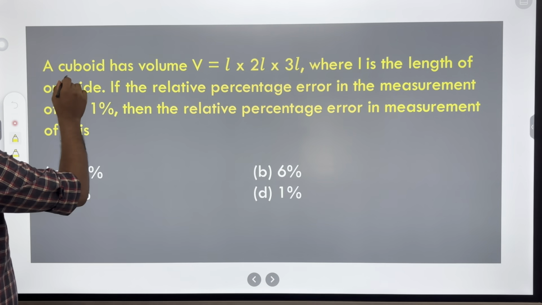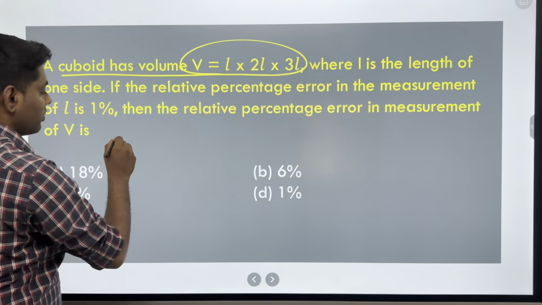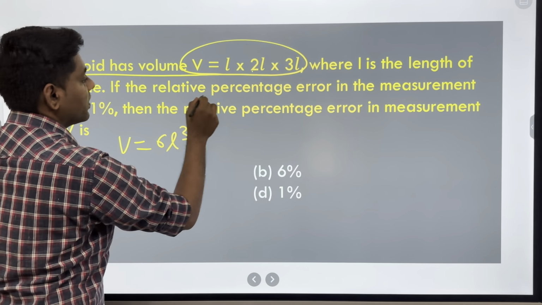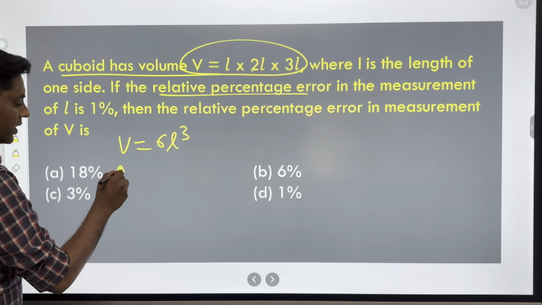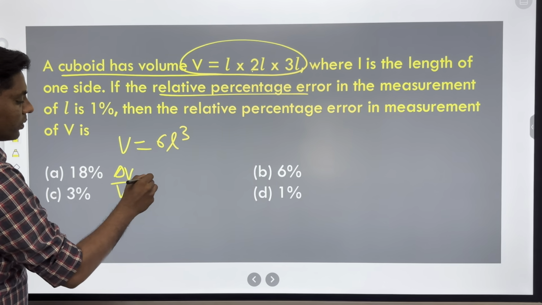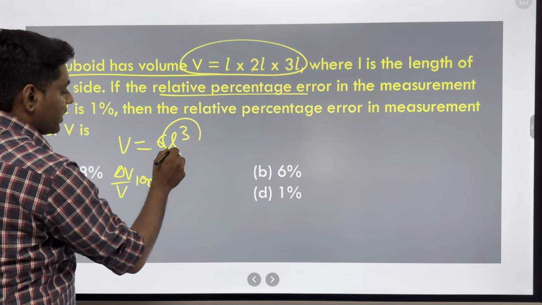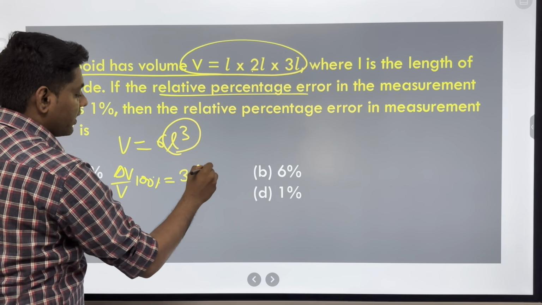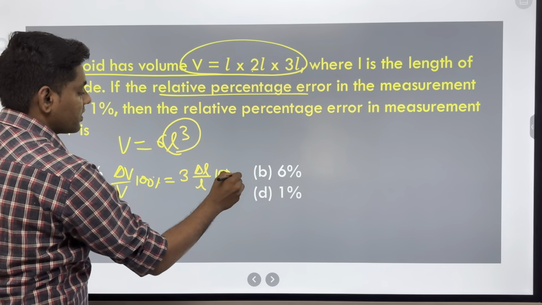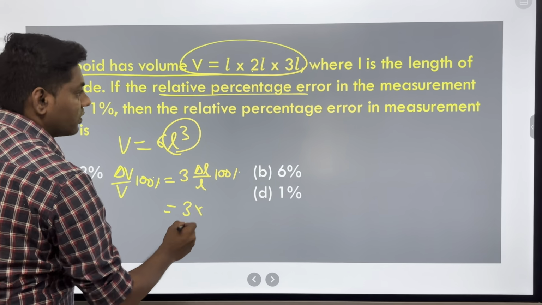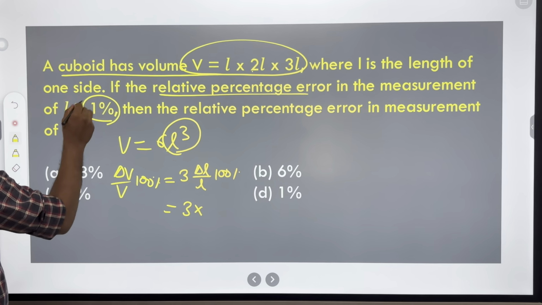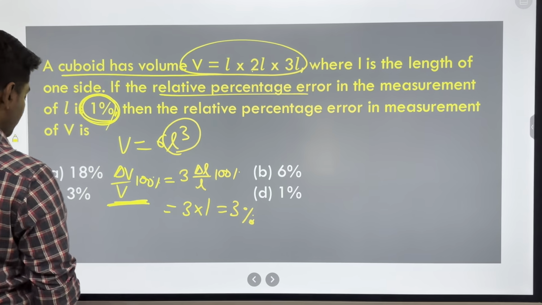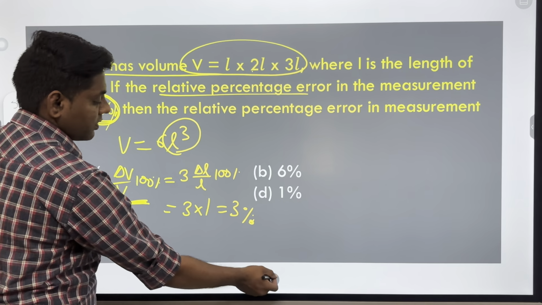the volume of a cuboid is given. So what is the volume of a cuboid? That is L cube, and we have to calculate the relative percentage error. So how to calculate? Delta V by V into 100 percentage equal to, taking the power, that is L raised to 3, so 3 into delta L by L into 100 percentage. How much change in length? Length changes by 1 percentage, so 3 into 1 is 3 percentage, so the change in percentage of volume is 3 percentage.